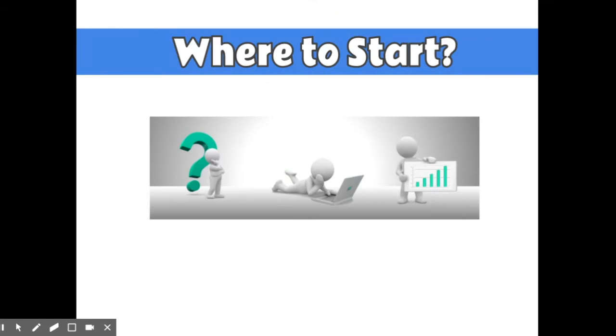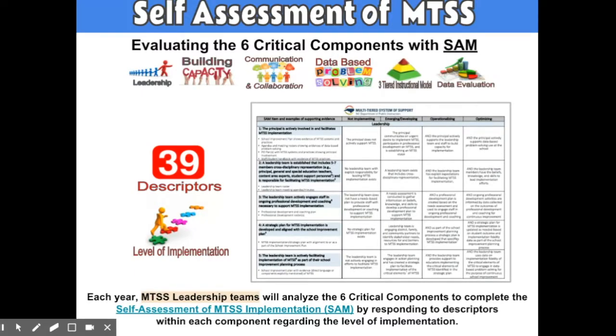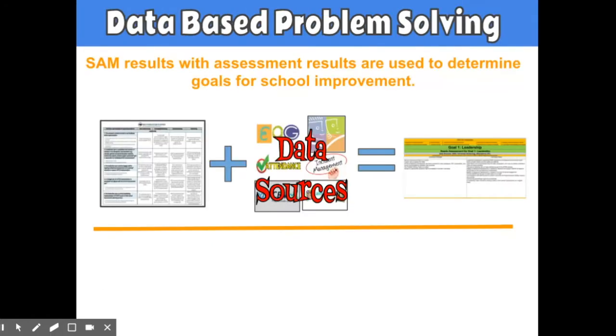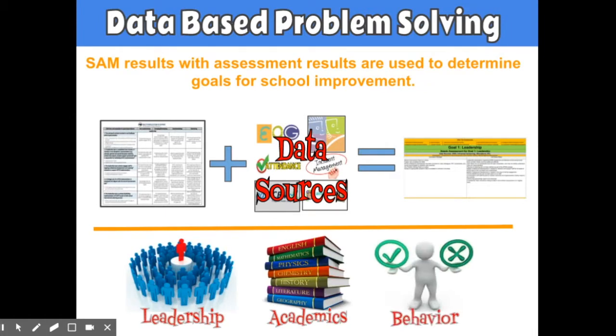So how do we start this process? It is suggested for the MTSS leadership team to begin to drive the school improvement process with results from the yearly SAM assessment. Each year, typically in April, school teams will complete the self-assessment of MTSS to review and respond to 39 descriptors within each of the 6 critical components regarding the level of MTSS implementation in your school. The SAM results summaries, coupled with school data sources, are used to determine goals for school improvement in the areas of leadership, academics, and behavior.